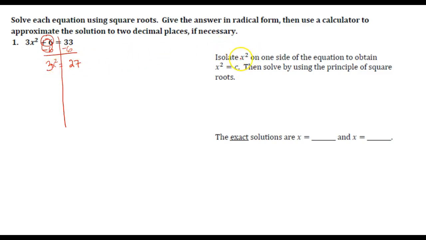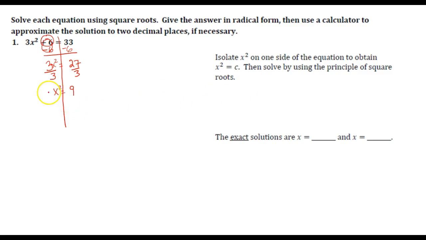We're isolating x squared on one side. So what we're going to do is try and get x squared by itself by doing the opposite of multiplying by 3, which is dividing by 3, and that's x squared equals 9.